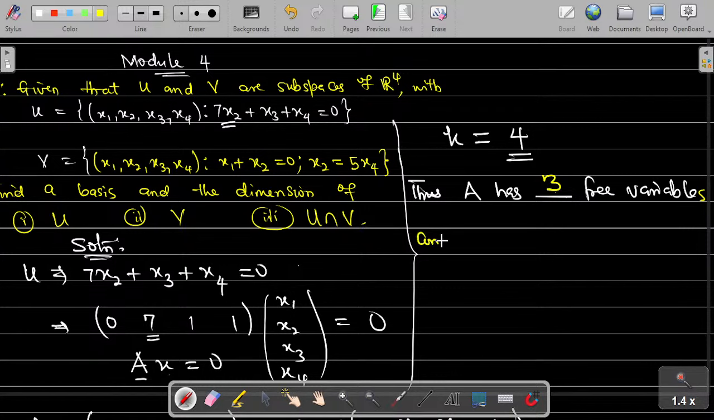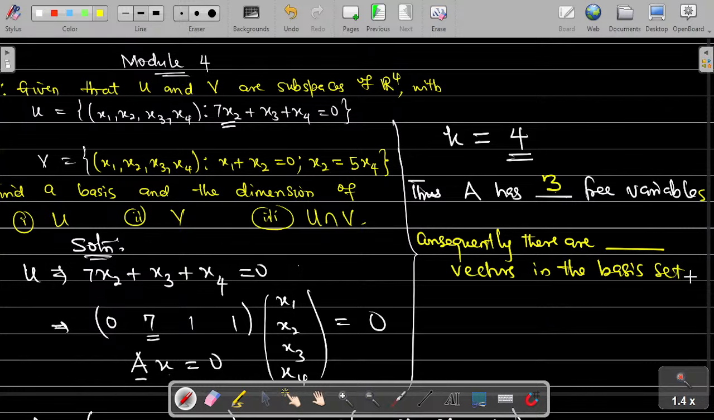So it says consequently there are, even though they did not put R there, dash vectors in the basis set. And what is that? So there are 3 vectors. Remember, like I said, it is the free variables that determine the number of vectors you will have in the basis, and that automatically determines the dimension. And I think that's the last thing they wrote here.